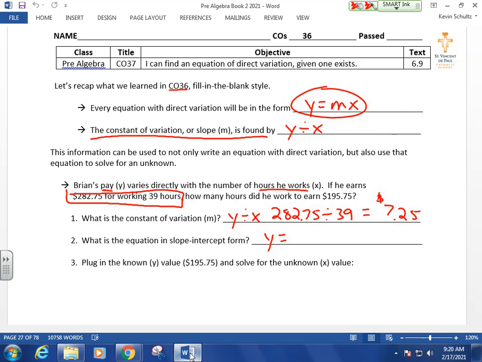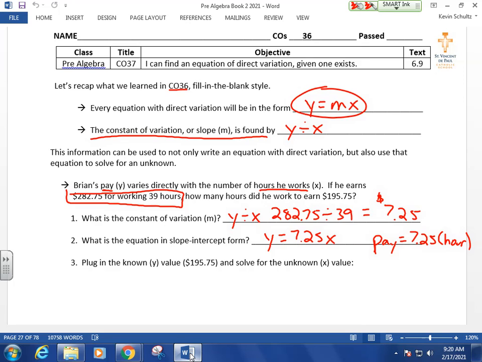Y is equal to 7.25x. Okay, or in context, his pay is equal to $7.25 per hour. Right?